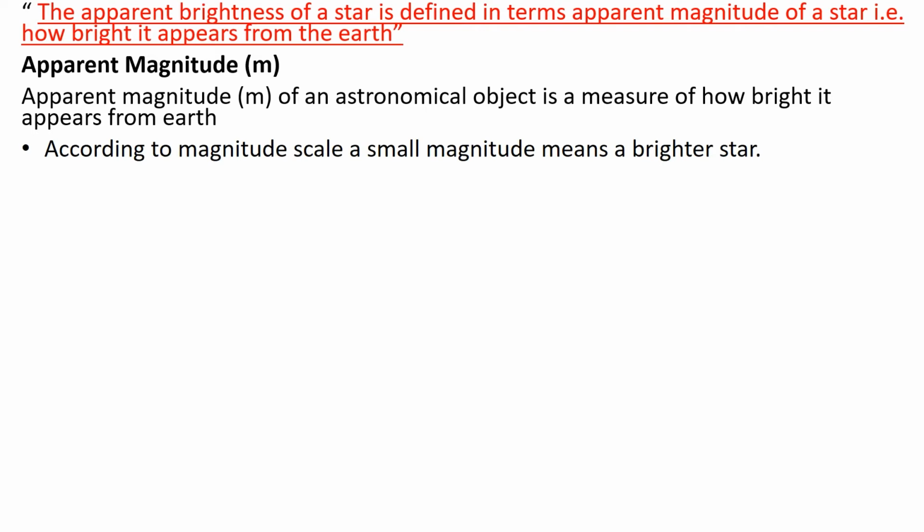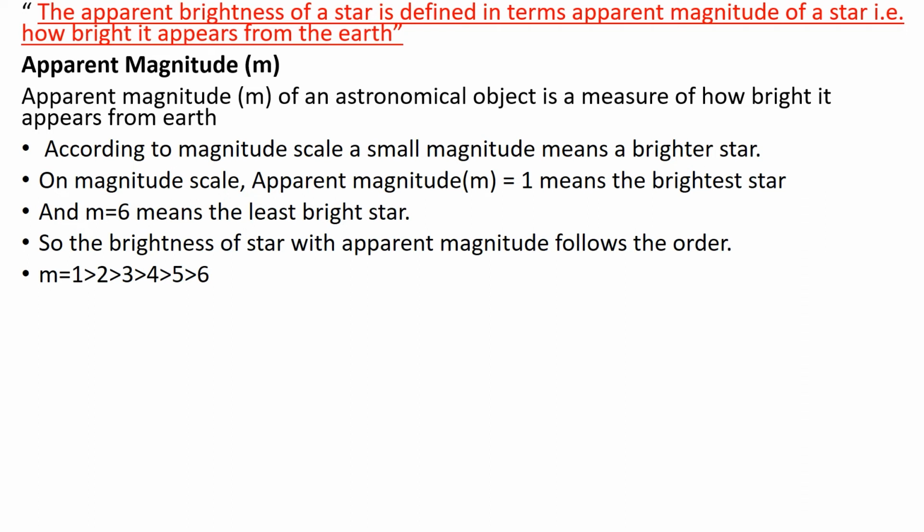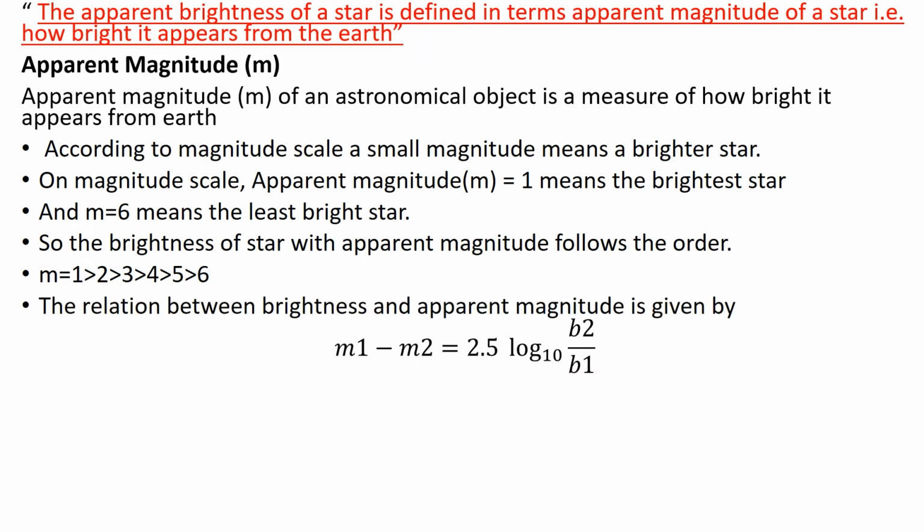According to the magnitude scale, a small magnitude means a brighter star. On the magnitude scale, apparent magnitude m equal to 1 means the brightest star, that is, a star which has m equal to 1 is the brightest of all other stars. And m equal to 6 means the least bright star, the faintest star visible in our sky. So the brightness of stars with apparent magnitude follows the order: m equal to 1 is brighter than 2, which is brighter than 3, then 4, then 5 and 6.